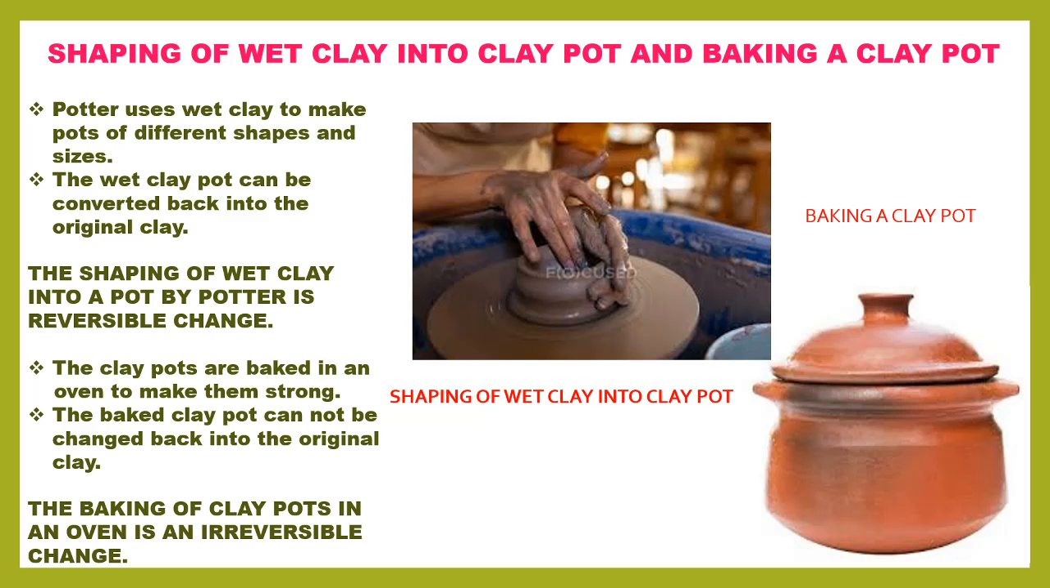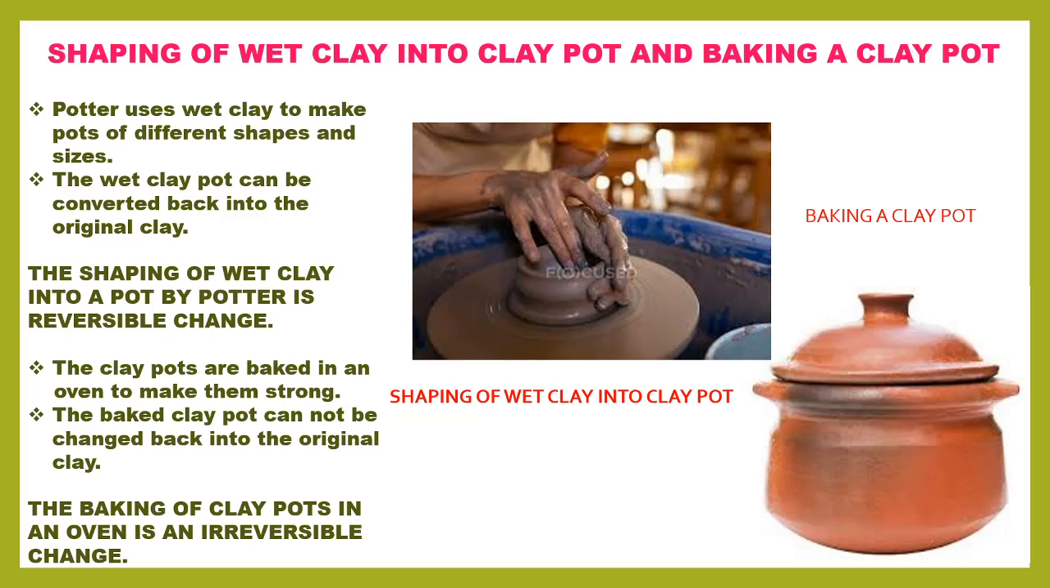With the clay we are forming the pot. But if it is not liked, again the pot could be broken and changed back into its original clay. So here we have seen the shaping of wet clay into a pot by a potter is a reversible change. That means the original clay can be reversed back.